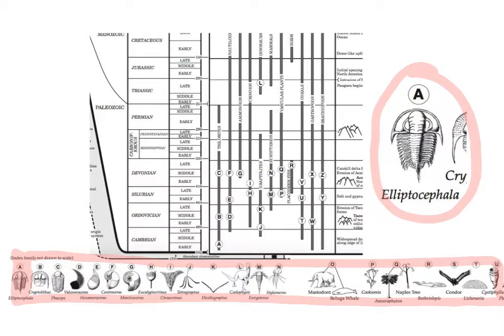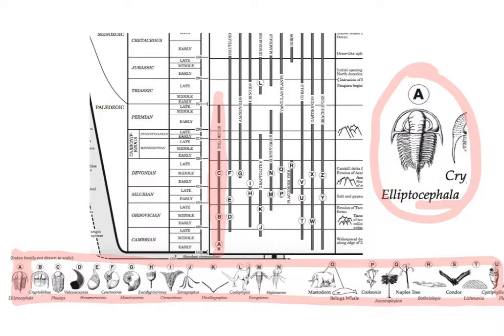It's called Elliptocephala, and this is a scientific name, which are international names. They come from Greek or Latin roots. The word ellipto means oval. The word cephala means head. So the scientists that discovered it probably named it that because it has an oval-shaped head. And Elliptocephala is one species of a group of organisms that we call trilobites. So if we look at this bar that fossil A is on, it says trilobites.